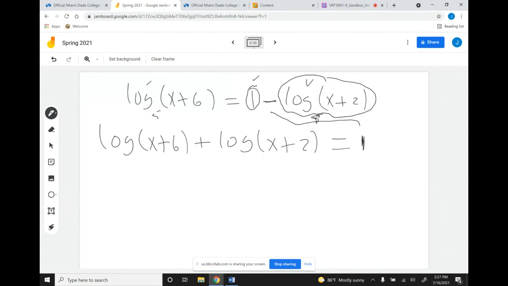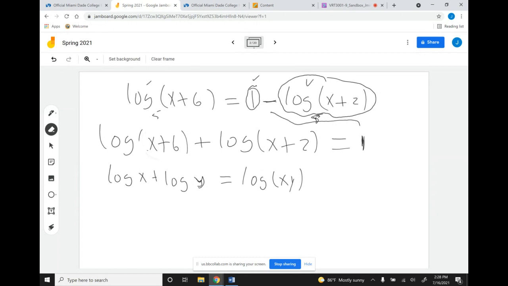What do I do with these two logs here? Well, the rule says that log of x plus log of y equals log of the product of the two. That's what that means. I want you to keep in mind that none of these problems can be done if you don't use the properties. The properties are just tools that will allow you to get the job done. Now I'm going to erase that because I need the space.